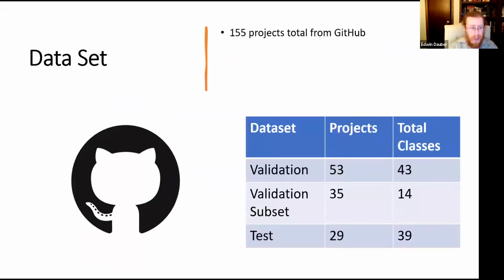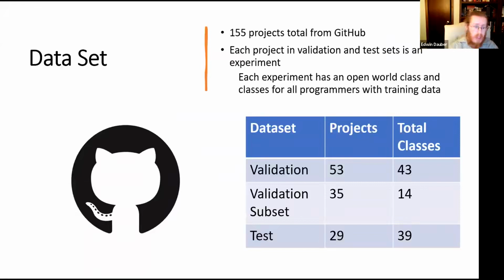So we had 155 projects from GitHub. Each project is an experiment. It has an open world class and classes for all the programmers of that project that had training data. We had a validation set and a test set. We also created a subset of our validation set that would allow us better control over the amount of training data, because it ranged wildly between authors. Some had very little, some had a large amount. So we created this subset where we could really control how much training data we had.